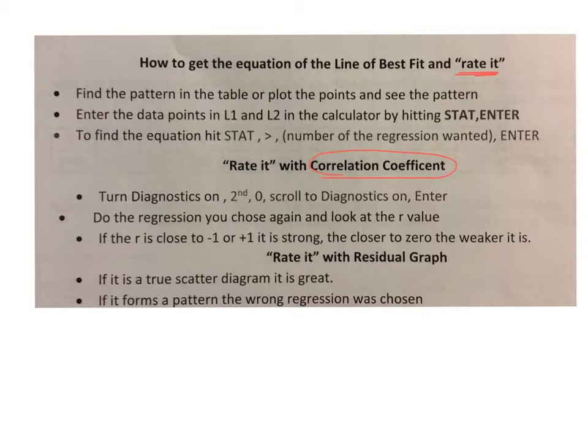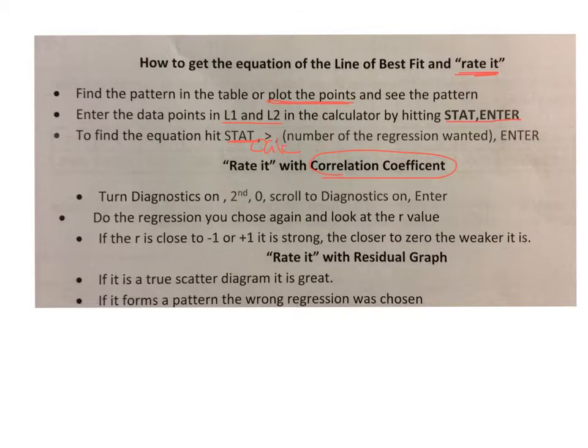So whether you're given a graph or a table, you have to find the points that are plotted there. Enter the data into my L1 and L2 by hitting stat enter. To find the equation, then you hit stat, and don't forget that right arrow means you're going to hit calc, and that's what I normally say, just stat calc. And then the number of the regression you want, and then enter, enter, enter. Remember I gave you 4, 5, and 0 on the front page for the regression that you want.